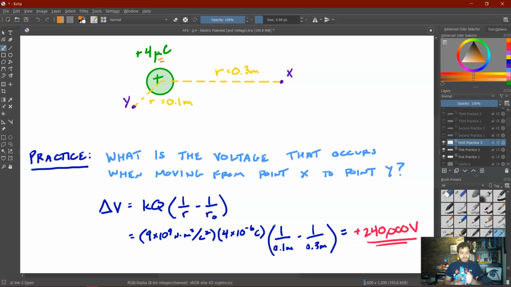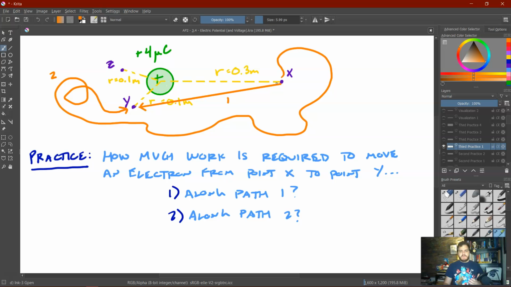And you get a potential difference, or a voltage, between X and Y of 240,000 volts. Well, now that we know that the voltage between point X and point Y was plus 240,000 volts, we can quickly calculate how much work is required to move an electron from point X to point Y. And notice we have a couple of different paths here. We have path 1 and we have path 2. So if I placed an electron on point 1 and then moved it to point X and moved it to Y, what would the work be? And then if I did path 2, what would the work be?